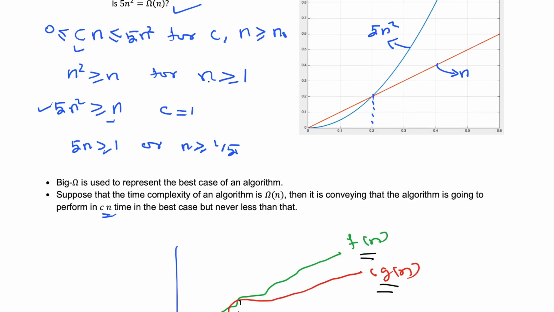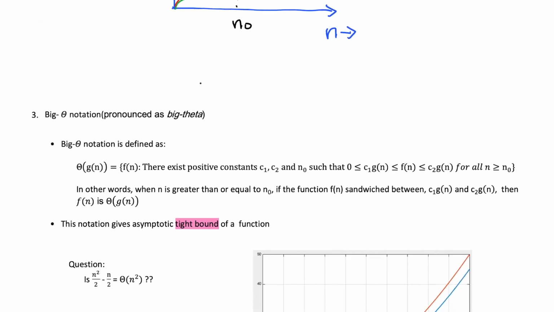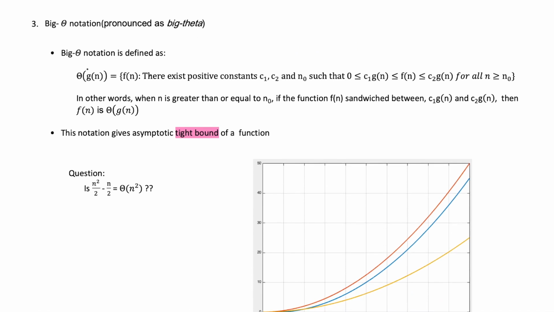Okay, now let's turn our attention to the last one, that is the big theta notation. The definition of big theta notation goes like this. We can write something as big theta of g of n if we have a function f of n such that there exist positive constants c1, c2 and n0 such that 0 less than or equal to c1 g of n less than or equal to f of n less than or equal to c2 g of n for all values of n greater than or equal to n0.